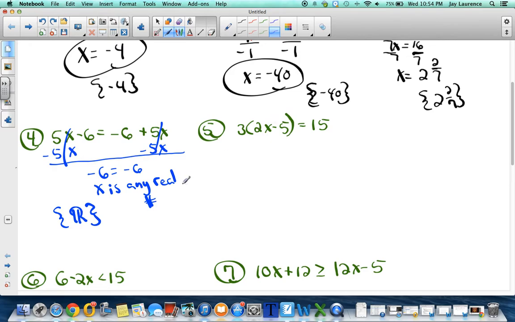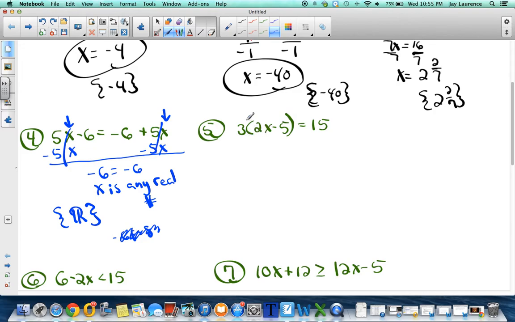If I had come up with a false statement like negative 6 equals negative 8, that's never true, then it would have been no solution. But this one is all real numbers. If you don't believe me, pick any number you want for x, plug it in here, and also over here, and simplify both sides of the equation. You will get the same number.